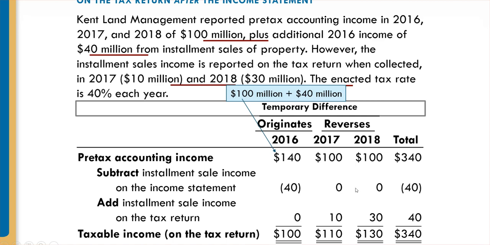You can do it this way, the way the textbook does, if you like, and when you look at it this way, you will also see that 40 minus 40 plus 40 is 0, and that in the end, your pre-tax accounting income for all the periods combined and your taxable income for all the periods combined is equal.